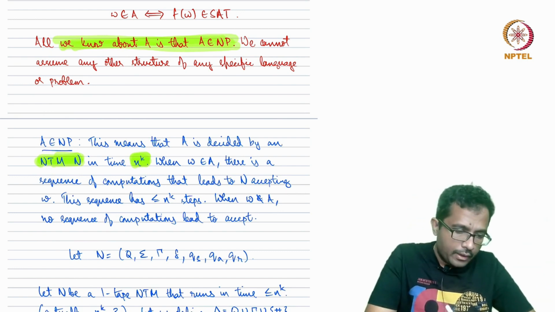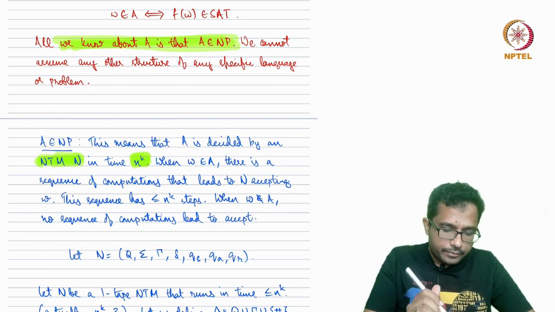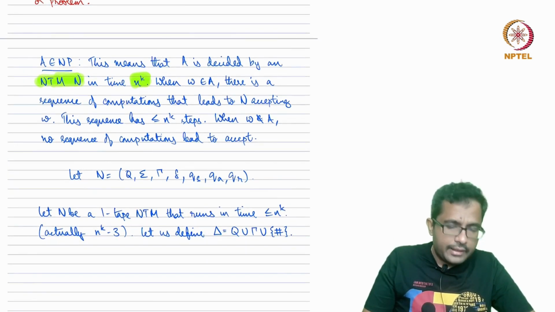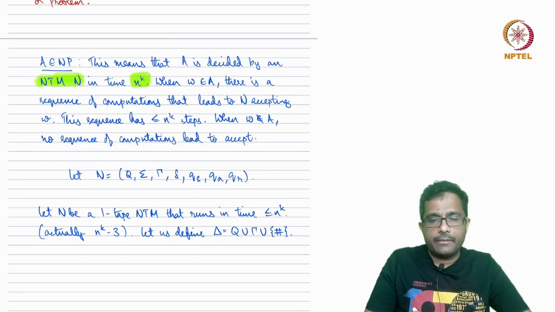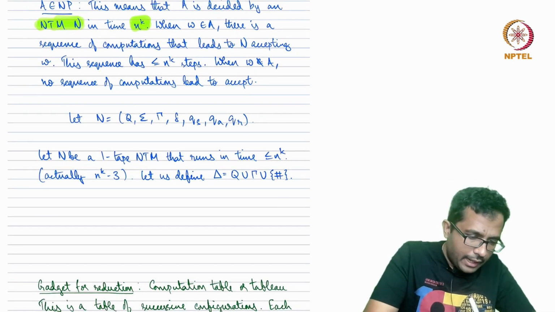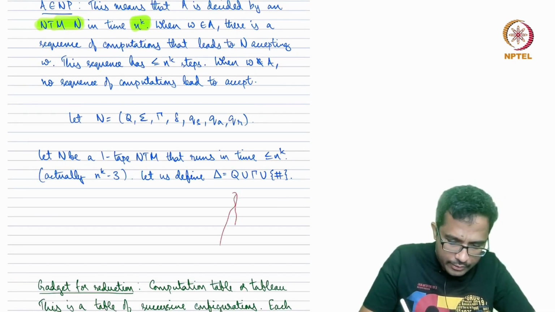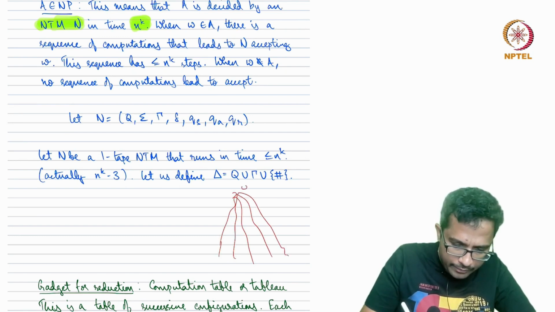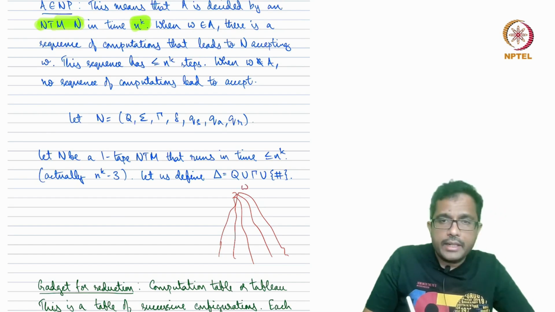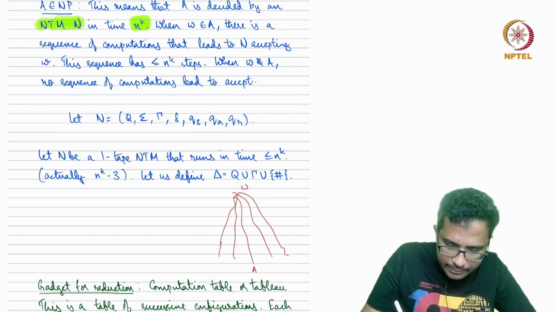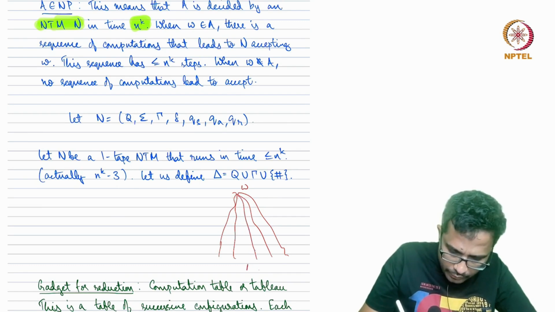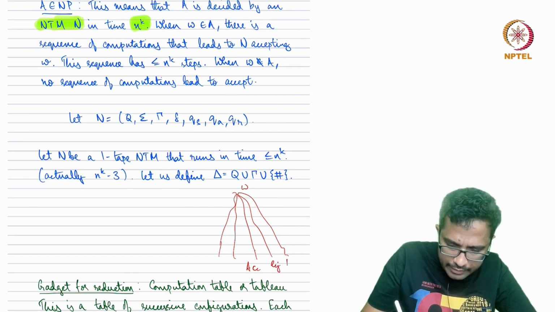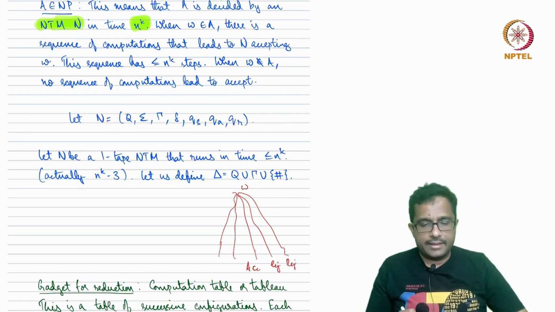This means that when a string W is in A and is input to this Turing machine, then we have a sequence of computations, right? So there could be many computation paths. Let's say W is input to N. There could be many computation paths, but we know at least one of them is an accepting computation path. The others could be reject, but we know at least one accepting path exists.